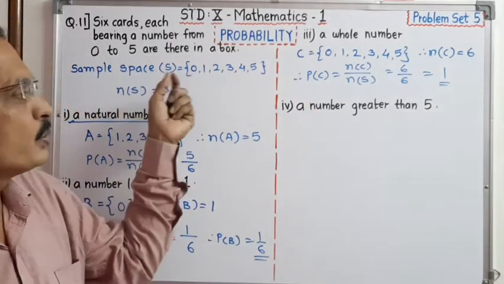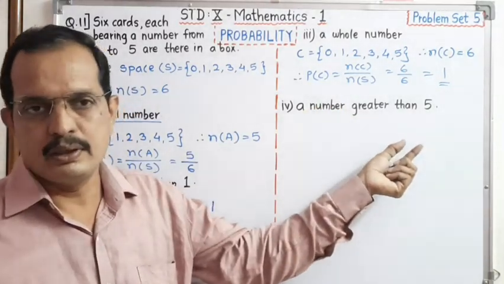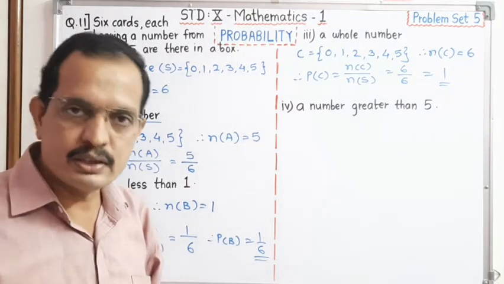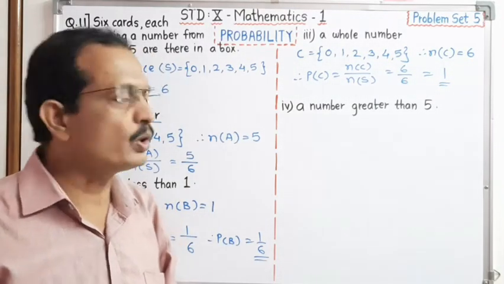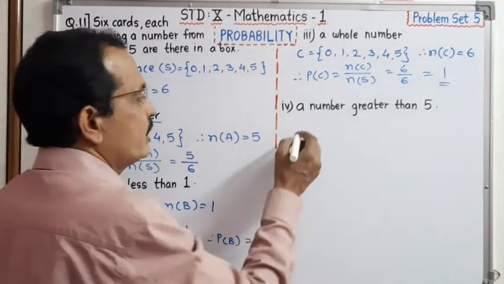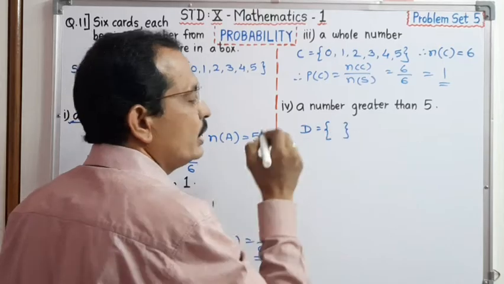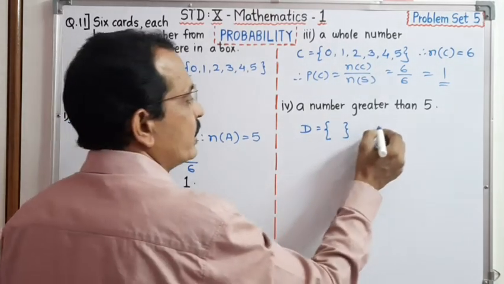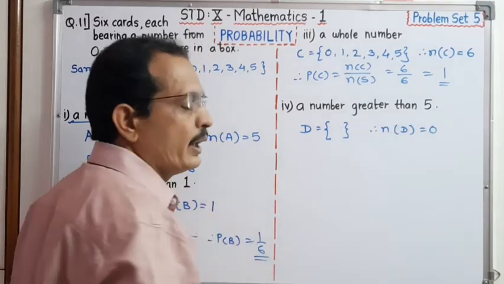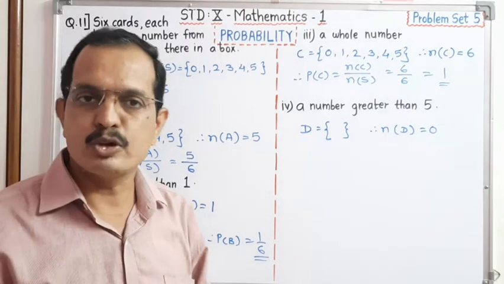Now we have to see the last one, the event: a number greater than 5. From this we have to choose 1 card and that card is greater than 5. Now out of this, tell me which number is greater than 5. Is it possible? No, because there is no number which is greater than 5. Therefore, suppose this event is D, there is no element, therefore we can write here n(D) is equal to 0. I have already told you that this type of event is called an impossible event.